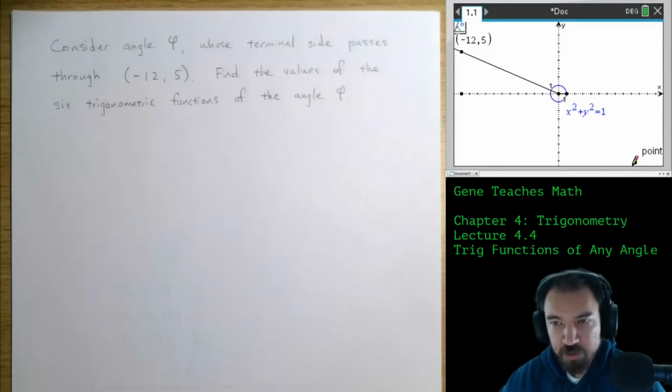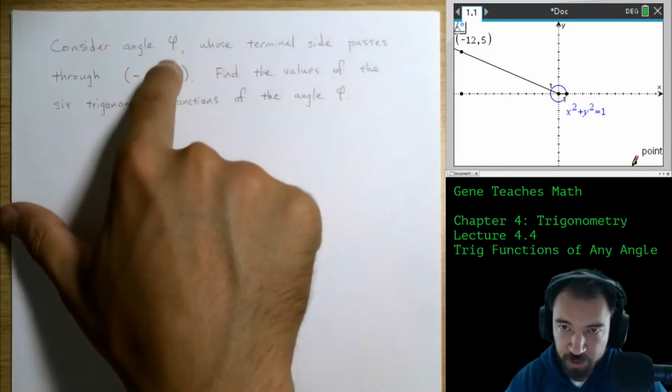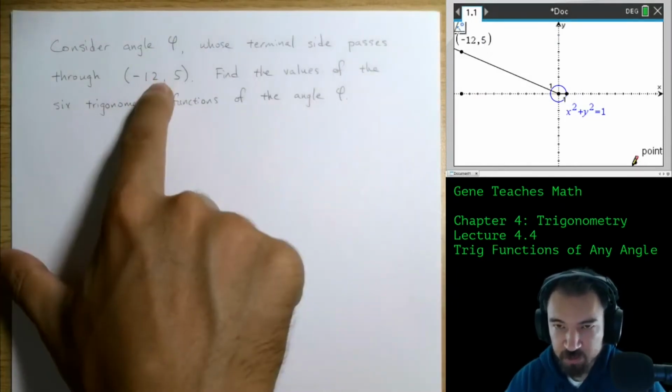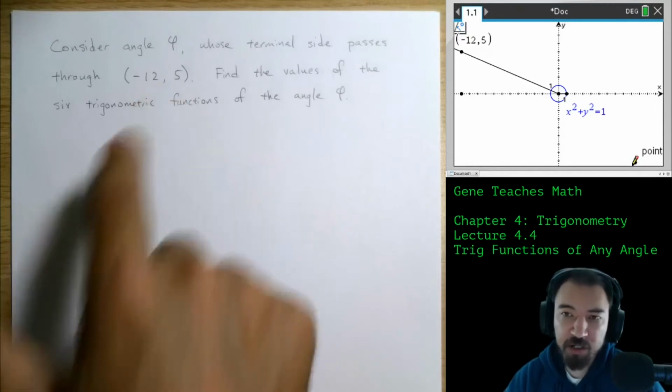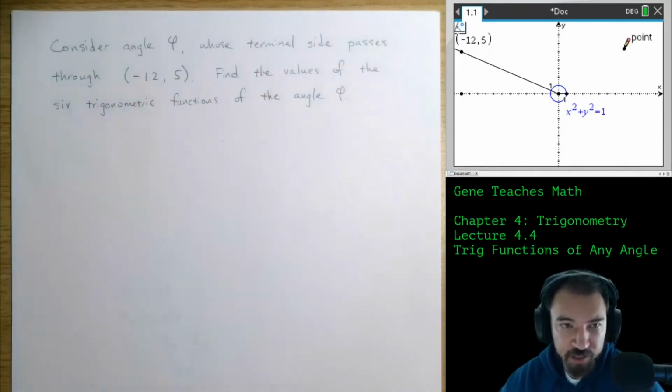All right, let's look at a similar idea. Let's consider a new angle phi whose terminal side passes through the point (-12, 5). And this is going to be in the second quadrant. Our goal is to do the same thing, find the values of the 6 trig functions of that angle.